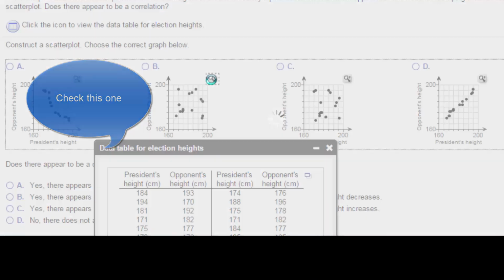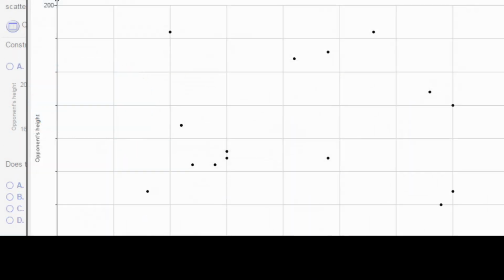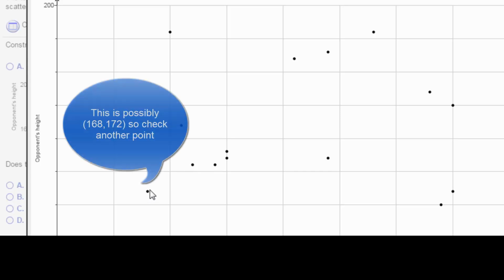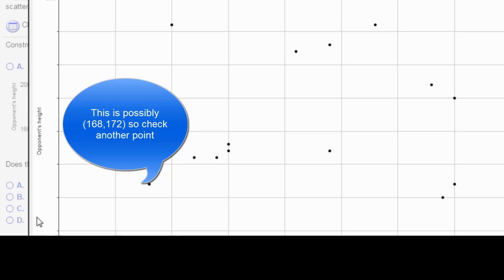So now I go to another one and I look here, and this one doesn't even quite look far enough over to be 168. Okay, it might be. I mean, if this is 165, this is 170, that might be okay. And then once again, I'm looking for 172. So right here I'm at 70, so that's a possibility.